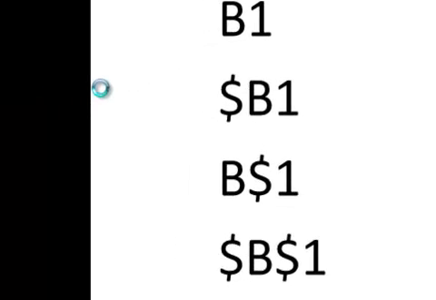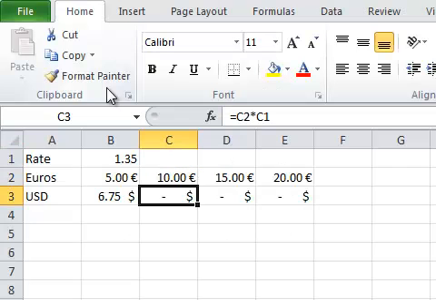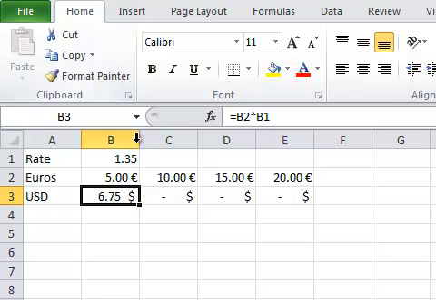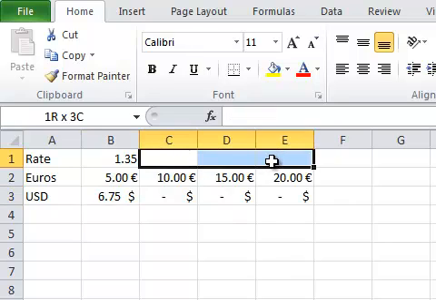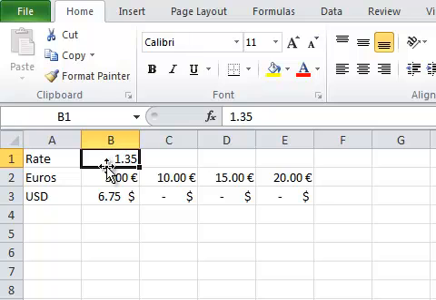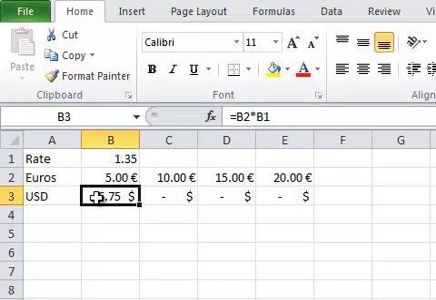Now let's go back to our exercise. In this particular case, the formula is still equal B2 multiplied by B1. And the problem is, I don't want to place values in C or D or E1. It always needs to go look at B1. And in this case, I want to copy the formula horizontally. So it's the column reference that needs to be fixed.